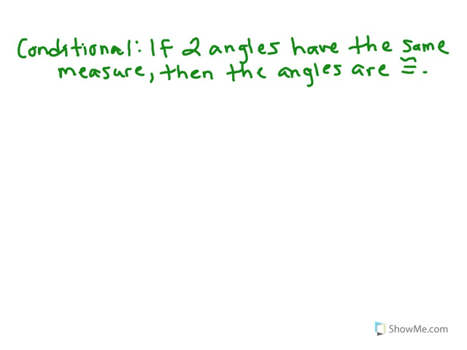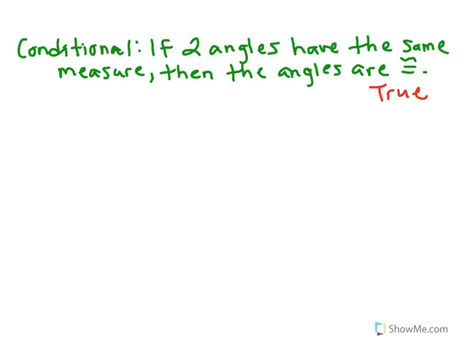Alright, so let's take a look at this conditional statement. It says if two angles have the same measure, then the angles are congruent. Before we can do anything, we want to make sure that this is a true statement, because in order to write a biconditional, the conditional and the converse must both be true. So is this a true statement? If two angles have the same measure, then the angles are congruent? You bet. That is a true statement.